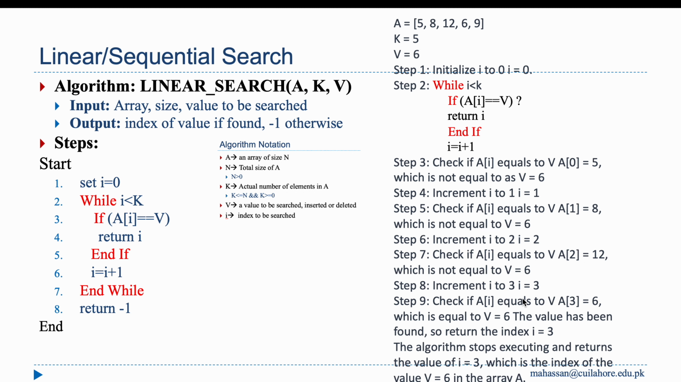If the value being searched is not found in the array, then the algorithm will exit the while loop and return -1, indicating that the value was not found. For example, if we search for the value 7 in the array, the algorithm would traverse the entire array and ultimately return -1, since the value 7 is not present in the array.